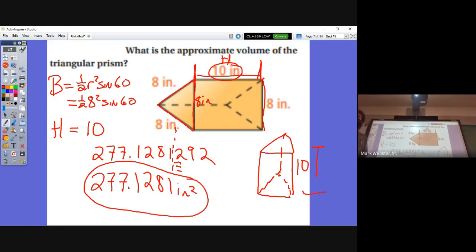Right? Isn't it cute? Thank you. That was a test. Yes, inches cubed because we're dealing with volume, and volume is a 3-dimensional measurement.